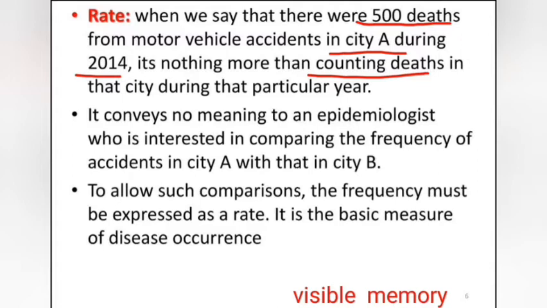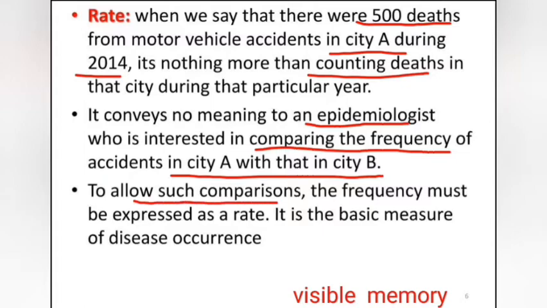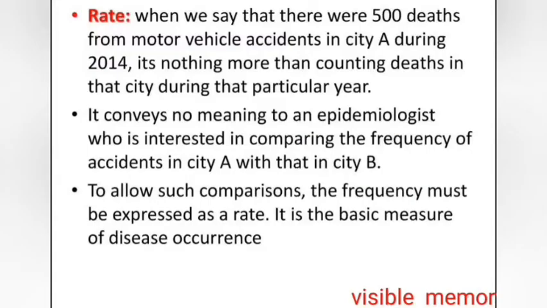But when it comes to an epidemiologist who is interested in comparing the frequency in both cities, city A and city B, it would not be helpful because city A may have one number of population and city B may have some other number of population. So to allow such comparison, the frequency must be expressed as a rate. So rate will tell us that per 1,000 persons how many people will die in city A and how many people will die in city B. In this way we will compare the frequency of accidents in city A and city B.